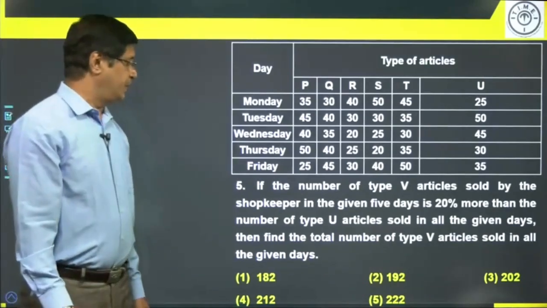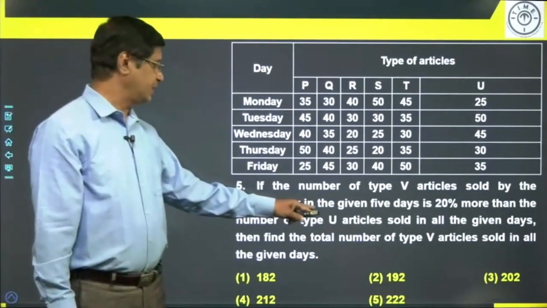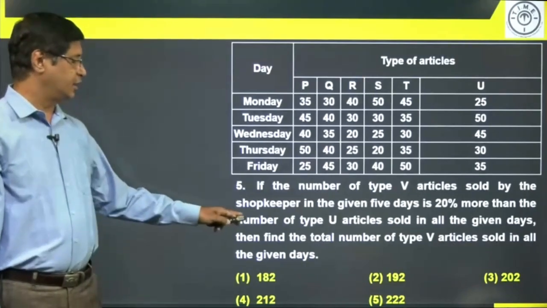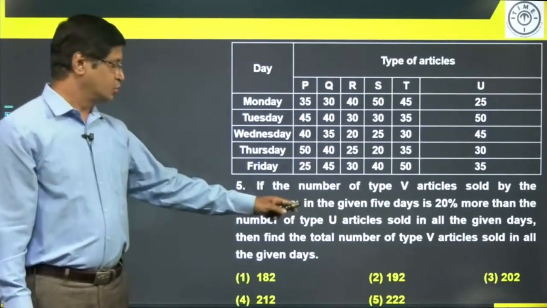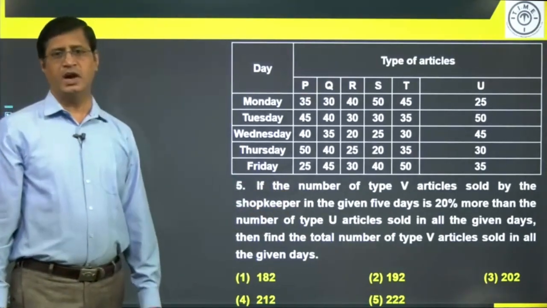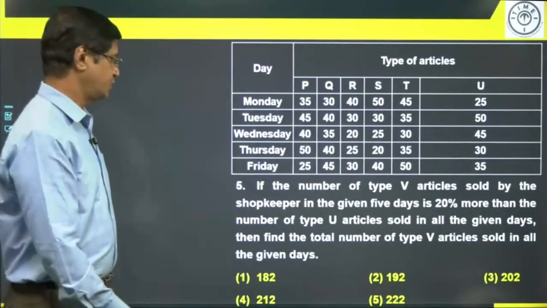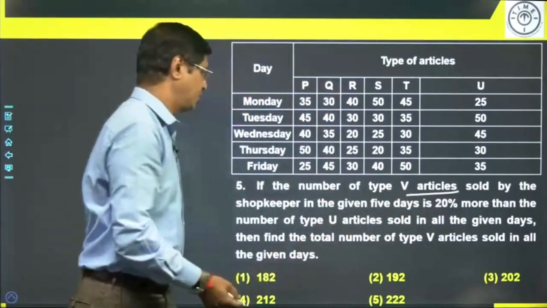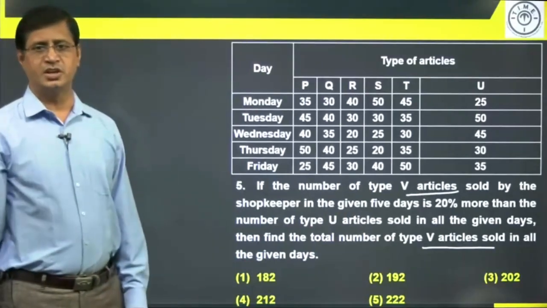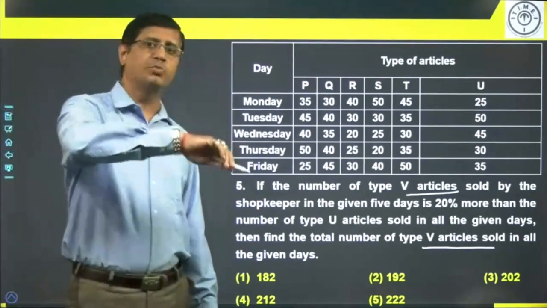If the number of type V articles sold by the shopkeeper in the given 5 days is 20% more than the number of type U articles sold in all the given days, then find the total number of type V articles sold in all the given days. V articles, number of articles sold, that we need to find out. So what is the relation here?